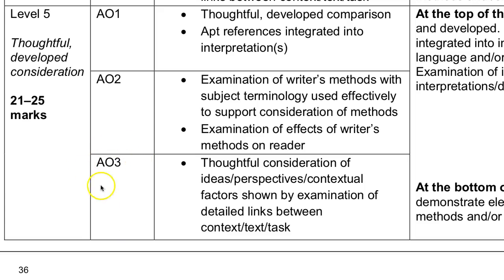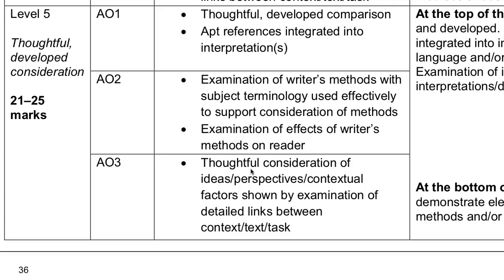Right, let's come down to AO3 then and see how he's controlling the examiner's thoughts again. So you need a thoughtful consideration of the writer's ideas or perspectives, and as soon as you introduce a word like perhaps, you automatically appear thoughtful.